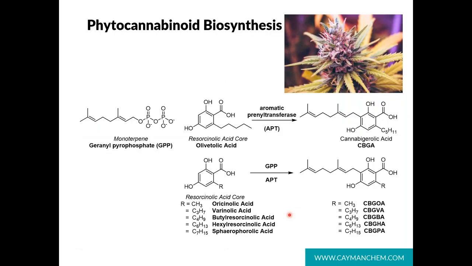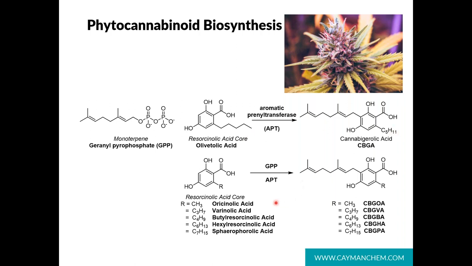I want to start today's discussion with focusing on the phytocannabinoid biosynthesis. The cannabis plant uses biosynthetic pathways to generate several structurally diverse phytocannabinoids. These pathways share in common the condensation of geranyl pyrophosphate with a resorcinolic acid core to provide cannabigerolic acid, or CBGA. For this presentation, I'll be focusing mainly on the resorcinols with a 5-carbon chain, which is the olivetol series.